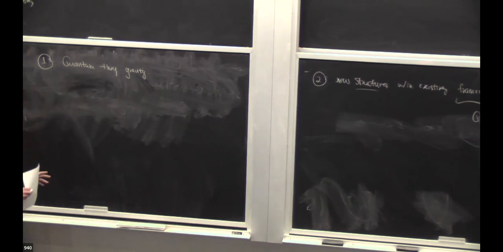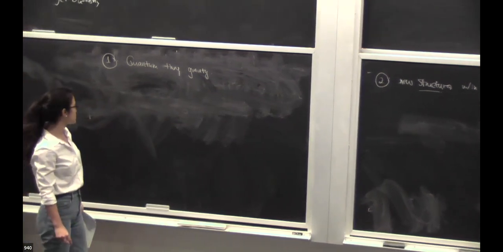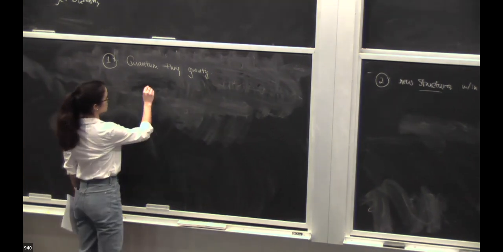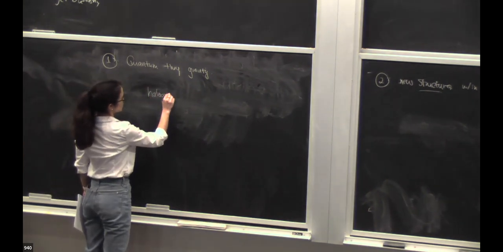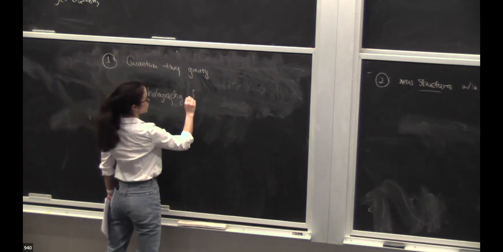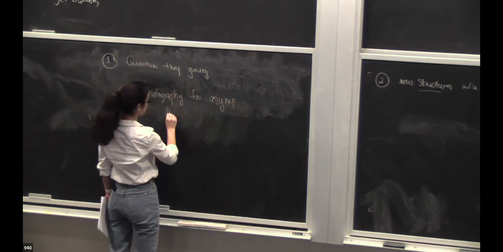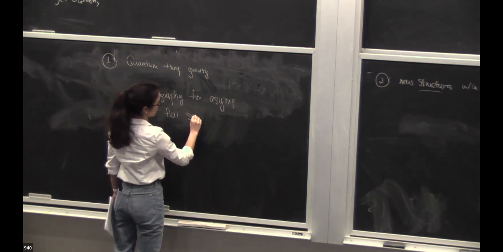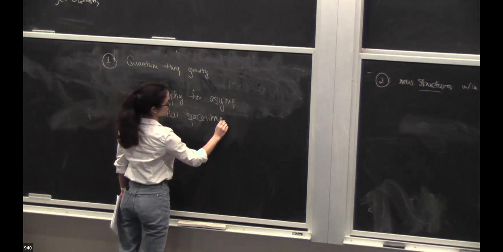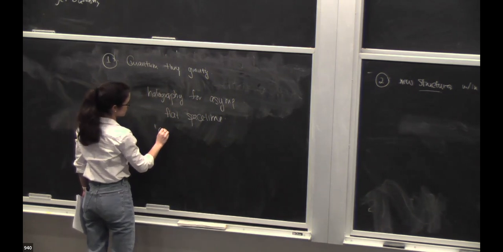So, the quantum theory of gravity, in particular what I work on is holography for asymptotically flat spacetimes. And now people call this field celestial holography.